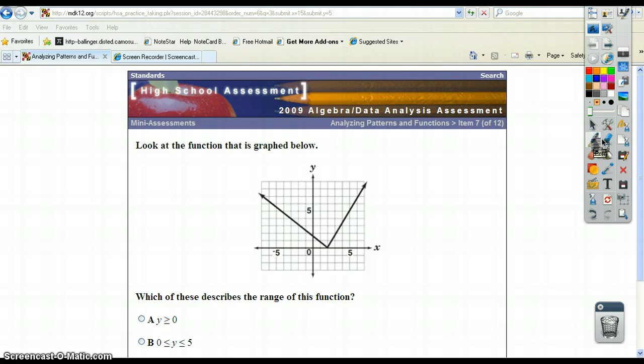Look at the function graph below. What is the range? The range is all of the y values that the function achieves. So looking at this graph, we're only paying attention to where this graph is physically in relationship to y. So notice this graph does not go below 0. So that means the y values are everything that's greater than 0. And we want to find the answer that represents that.